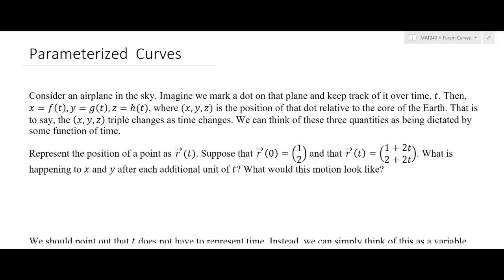So consider an airplane in the sky. Imagine we mark a dot on that plane and keep track of it over time t. Then x equals f of t, y equals g of t, z equals h of t, where x, y, z is the position of that dot relative to the core of Earth. That is to say, the x, y, z triple changes as time changes. We can think of these three quantities as being dictated by some function of time.